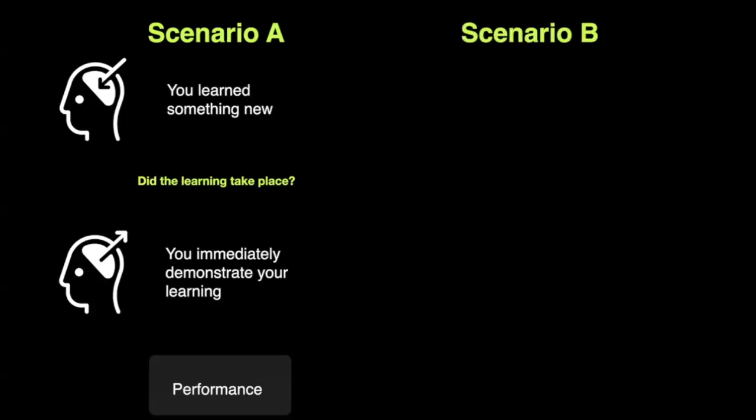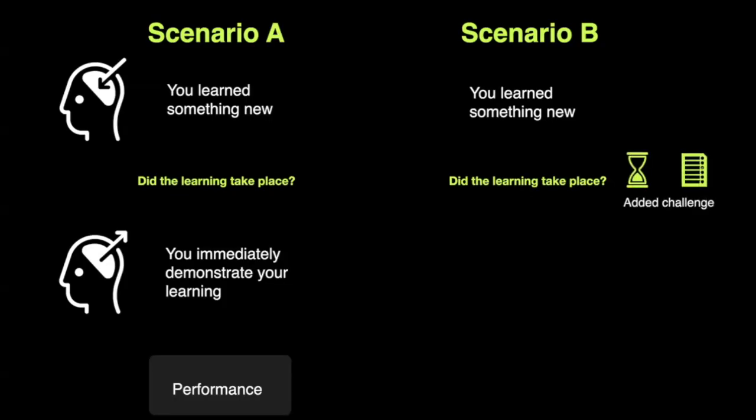Let's consider another scenario. Scenario B. You do the same thing as in scenario A. You learn something new, but in this case, you added a variable before demonstrating the learned knowledge. This variable can be an added time gap before demonstration of learning, or a test, or a similar yet different context in which the learning needs to be presented. You'll notice that you can demonstrate your learning, but it wasn't as good as when you had the chance to present it in scenario A. You may find it hard to present your learning in scenario B because of the added challenge. Your performance is reduced, and that is not a good feeling for anyone.